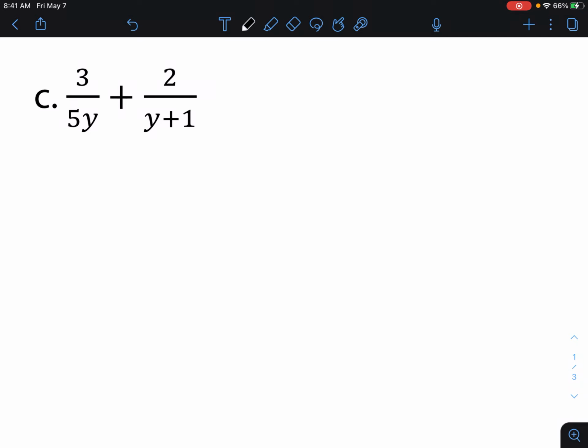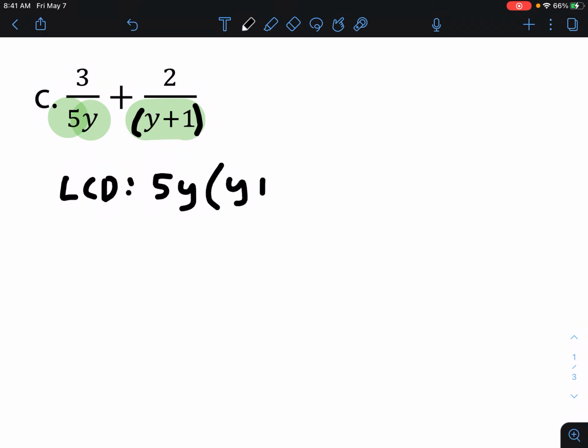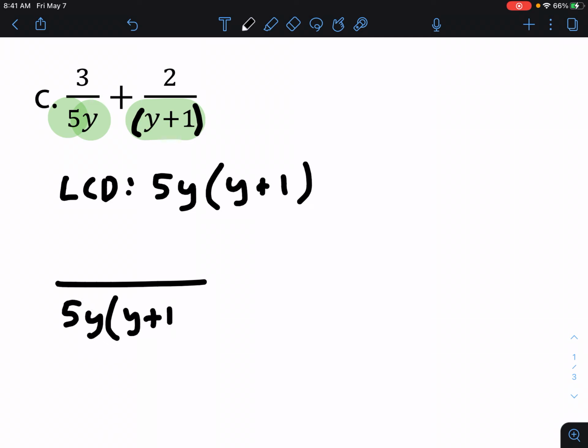Gosh, everything's already kind of factored for us. We got a 5, we got a y, we got a binomial, that's y plus 1. We could do this so you see it better. And so my LCD is 5y times y plus 1. Okay, so then I rewrite my fractions with 5y times y plus 1.